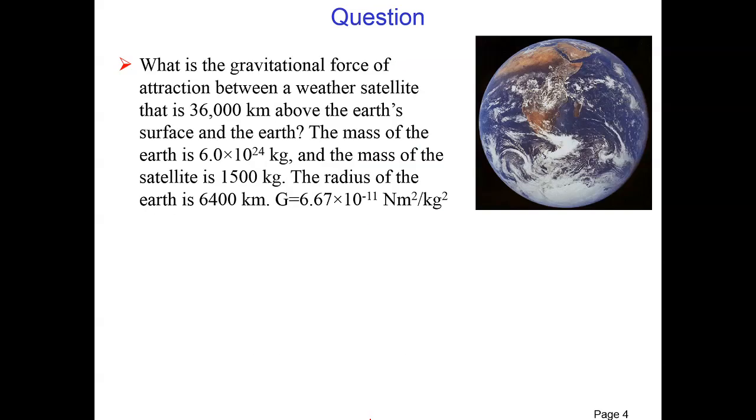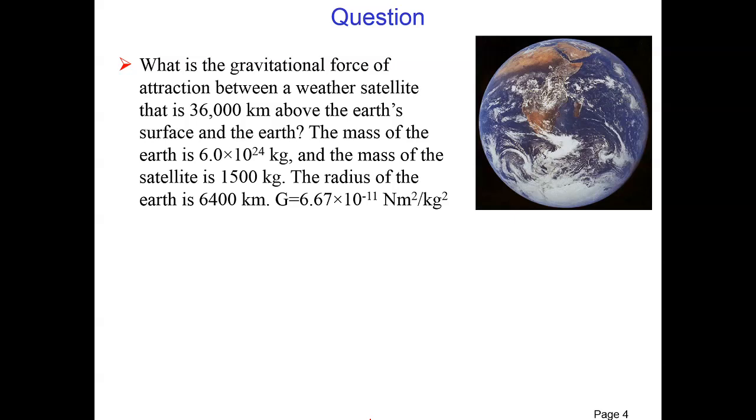What is the gravitational attraction between a weather satellite that is 36,000 kilometers above the Earth's surface and the Earth? The mass of the Earth is 6 times 10 to the 24 kilograms, and the mass of the satellite is 1,500 kilograms. The radius of the Earth is 6,400 kilometers, and we're given the value of G as well.